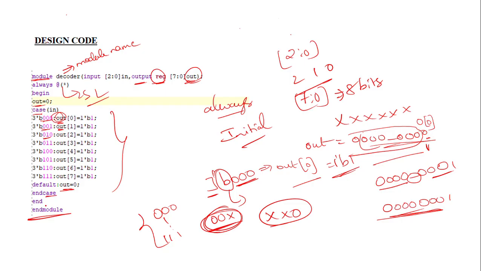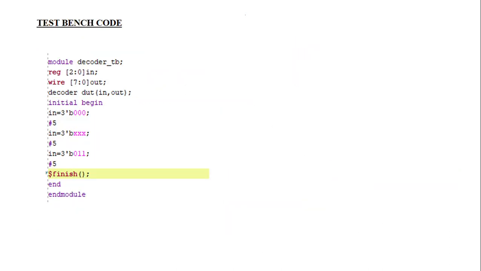So case ends with the endcase keyword, and always begin ends with the end keyword, and module is followed by endmodule. So it is our test bench code. It is very simple to write. So module followed by the module name here. Inputs are in reg data type, and outputs are in wire data type. What are the variables you use in the initial block or always block? Every time I say that it should be a reg data type. That's why I mentioned it as a reg data type.